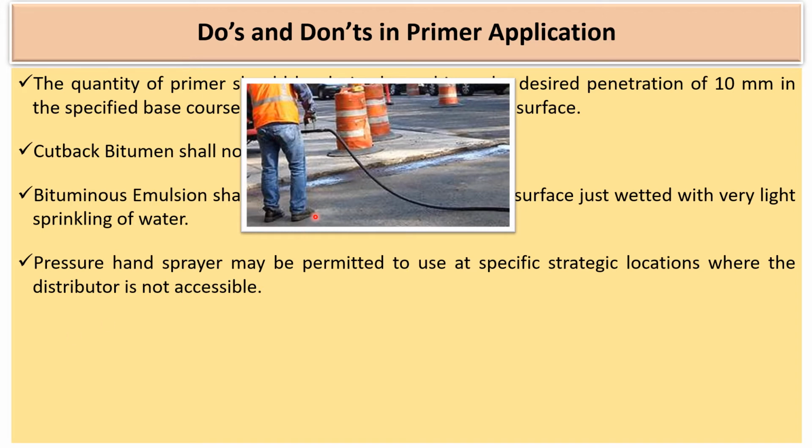This photograph shows a hand sprayer used by a worker at specific places of pavement where the distributor cannot be accessible for a proper application of the prime coat.